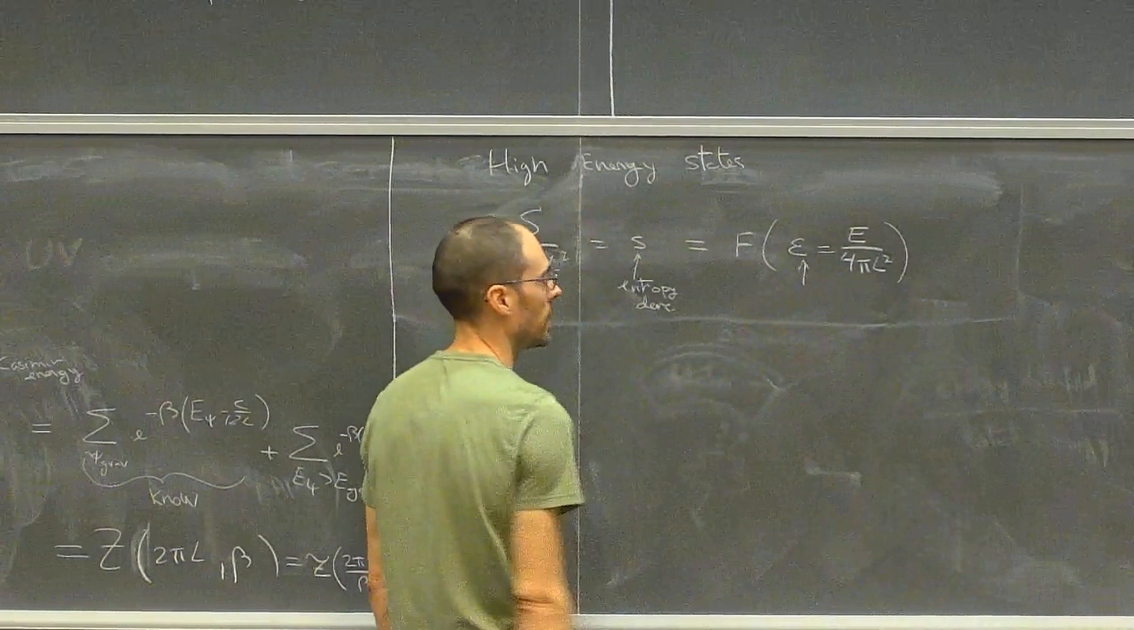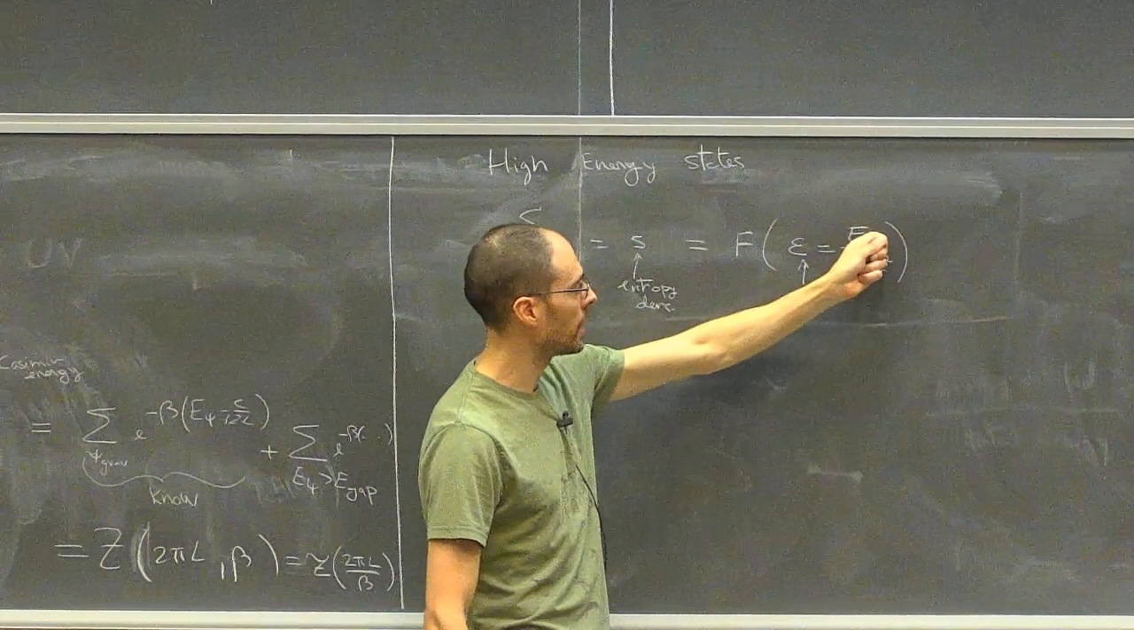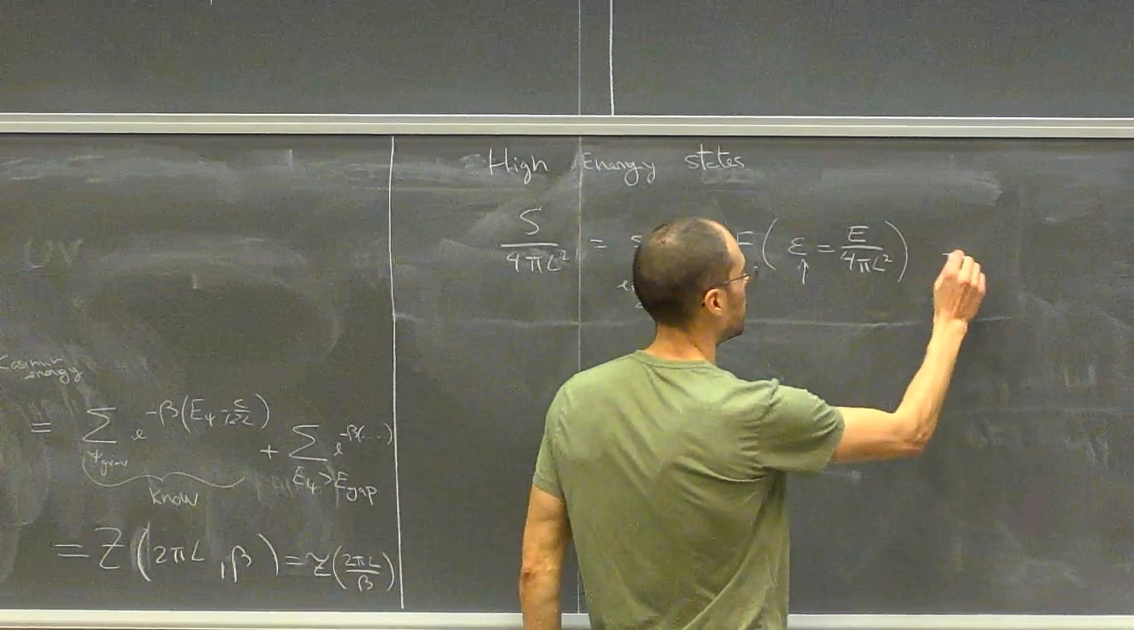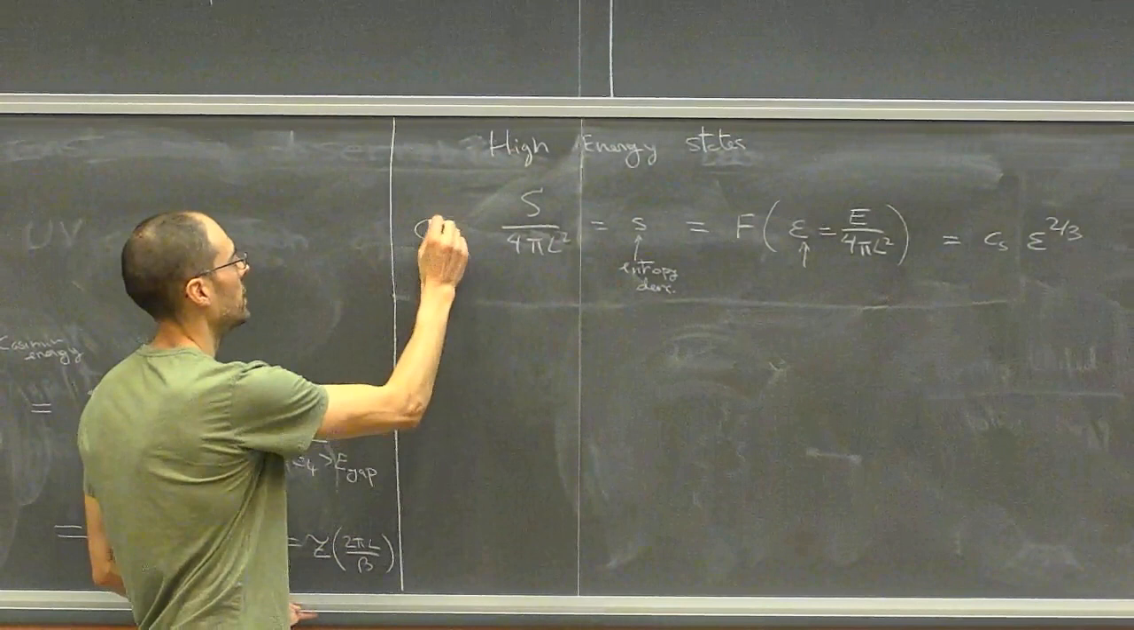But now, you can just do dimensional analysis. So this is like 1 over length squared, but here is 1 over length cubed. In my units, energy is 1 over length, because of h-bar. So the only thing this can be is epsilon to the 2/3, up to a number. So here it's very simple. This is a three-dimensional CFT.